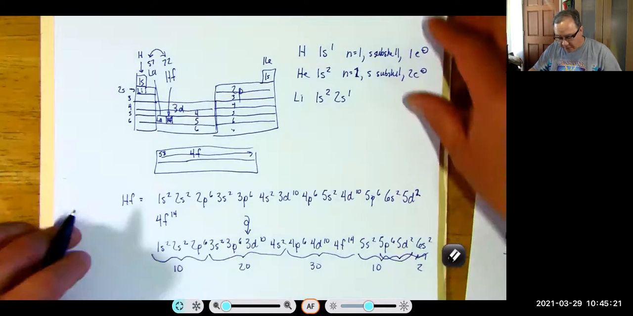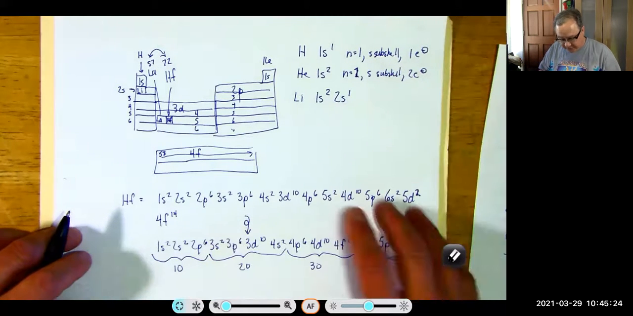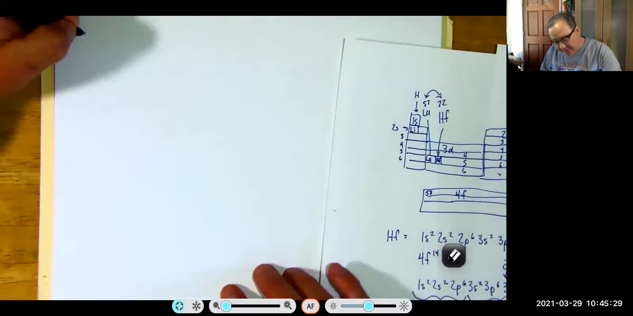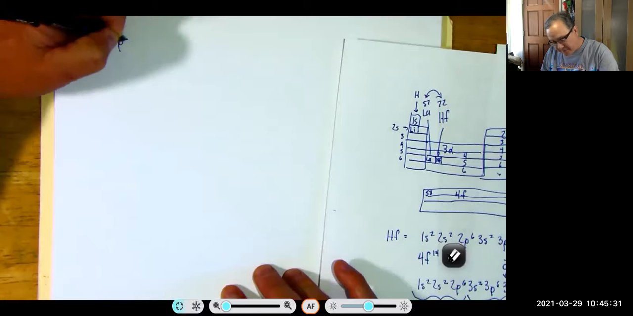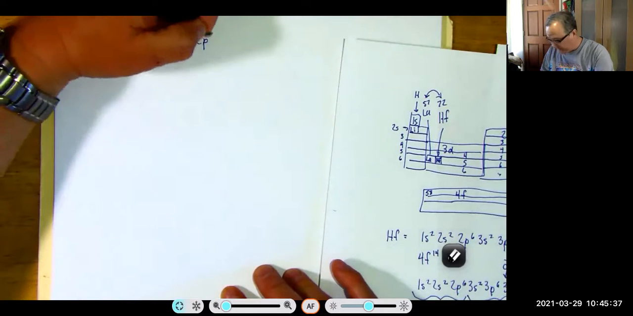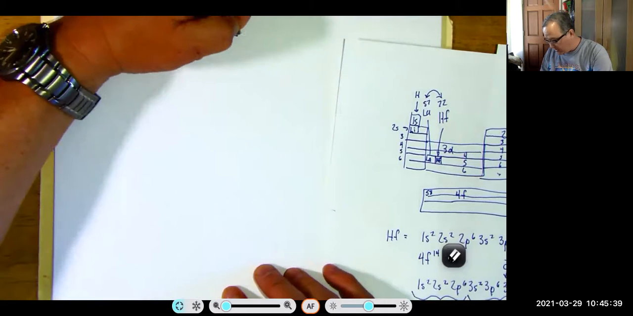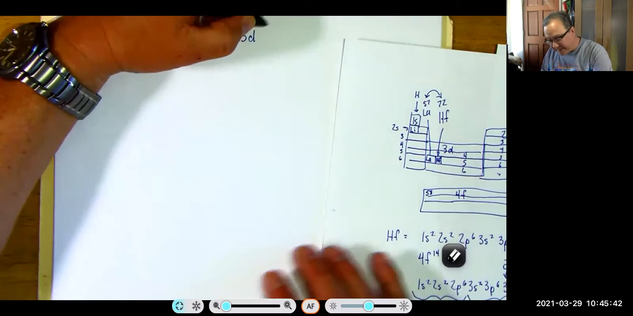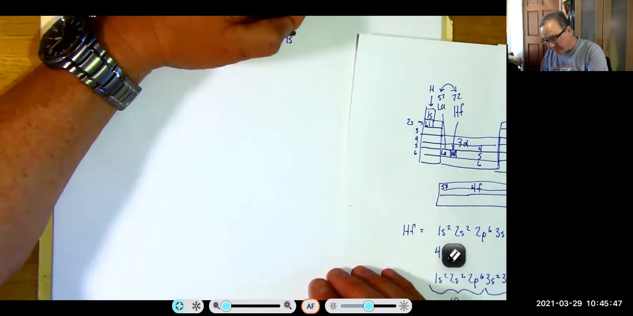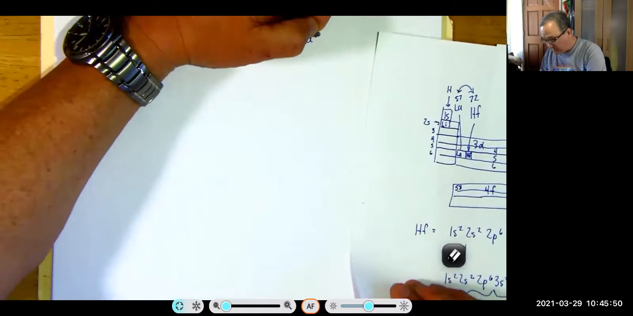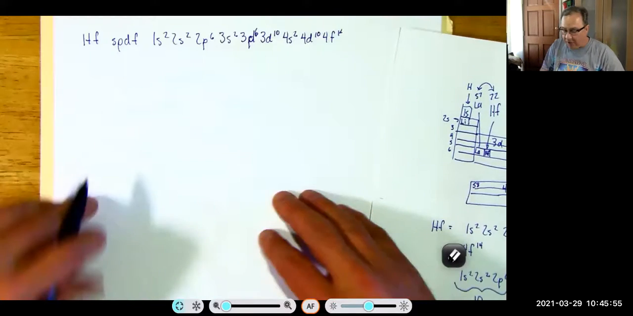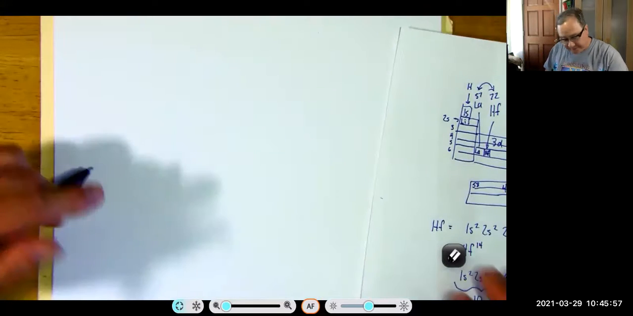Furthermore, there are other ways of writing this. This is the SPDF method. So I'm going to write this out again. Hafnium, SPDF: 1s2, 2s2, 2p6, 3s2, 3p6, 3d10, 4s2, 4d10, 4f4. Oh, I'm going too fast. I'm missing things.